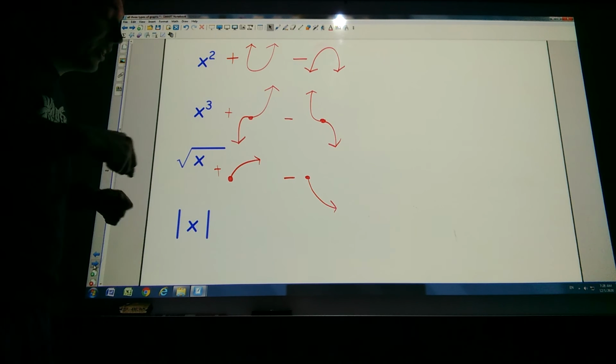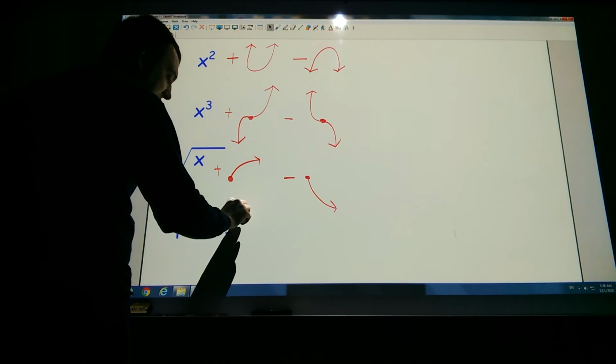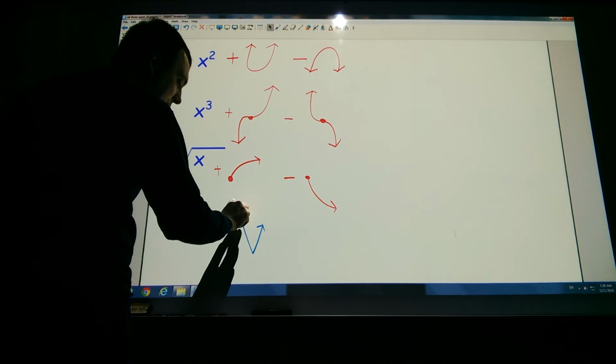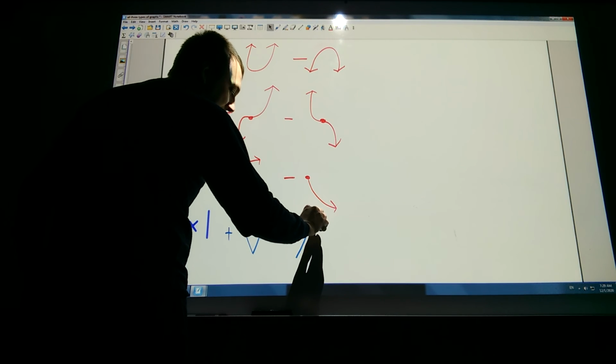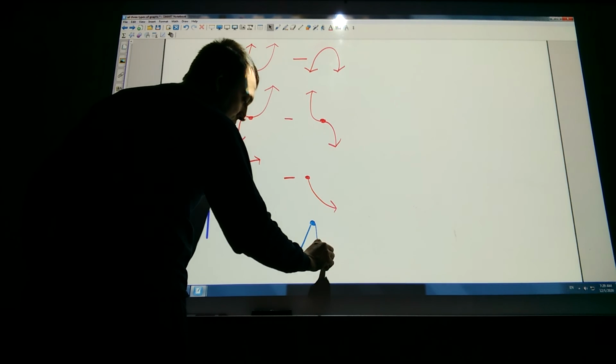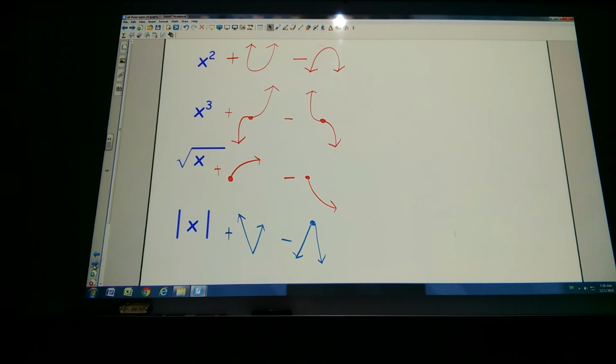Absolute value is a V. If there's a positive number in front, then it is a V going up. If there's a negative number in front, then it's upside down. Very important slide. Know how to do it.